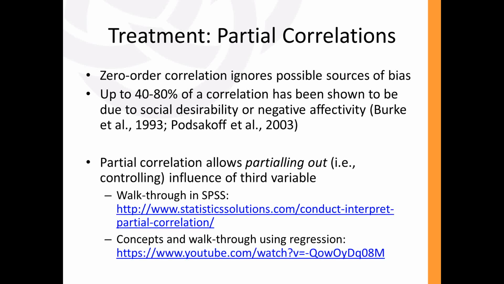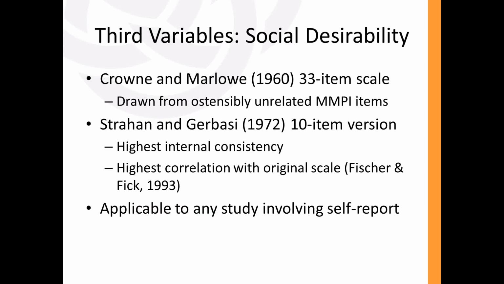And again, how do you do this? Well, here are some really good resources. There's a walkthrough in SPSS. I've also done another talk where I do a conceptual walkthrough and an SPSS walkthrough using regression. Regression actually gives you the same information as a partial correlation analysis, which is outlined in this first resource. You can get the same exact information from a regression analysis, but also have more in-depth information as well. You can partial out as many variables as you want, but I want to focus on two specifically.